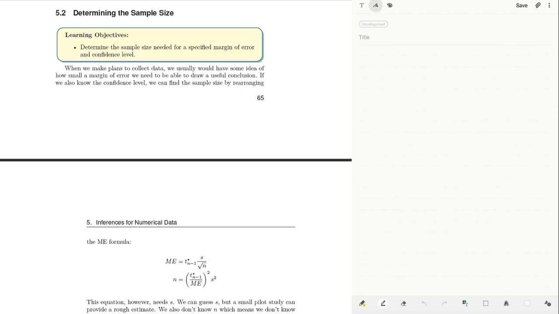In this video we're going to talk about determining the sample sizes for means, just like we did for proportions. If we have an idea of the margin of error and a confidence level that we wish to achieve, then we can rearrange the margin of error formula to determine the sample size that is needed. So after some algebra, we can determine the sample size by taking the critical value over the margin of error squared times the standard deviation squared.